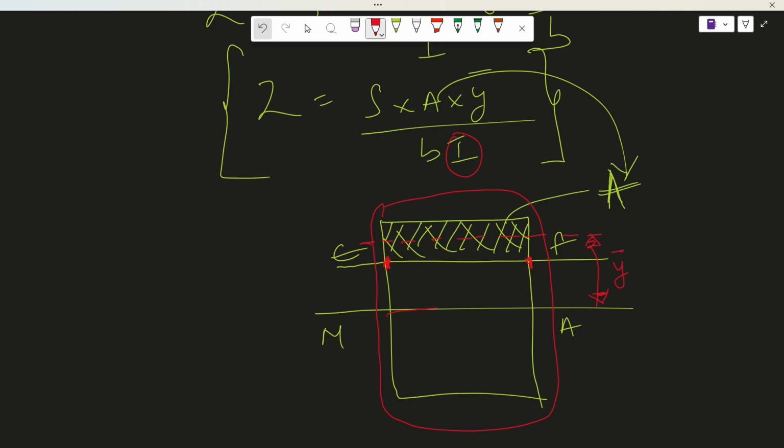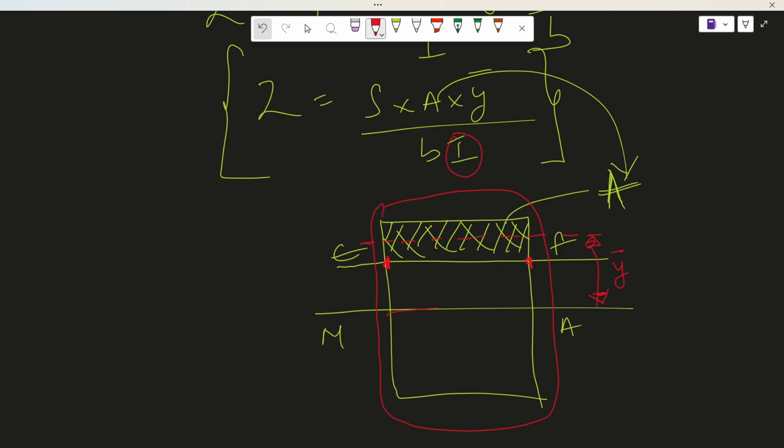I'm saying this because there are some shapes where the width varies as you go up or go down. But for a rectangle, of course, the width is the same. But what you should have at the back of your mind is that your B is the distance from point E to point F.